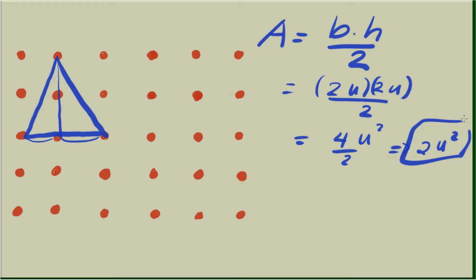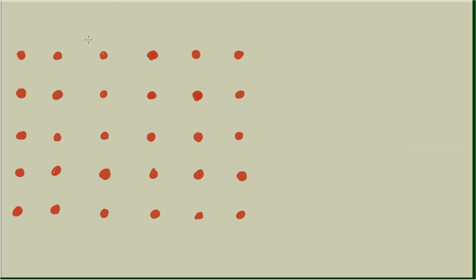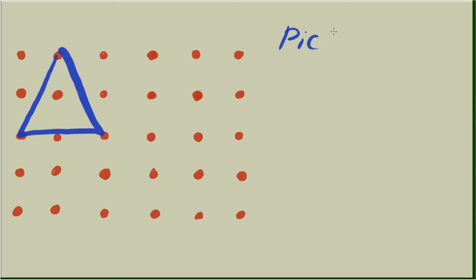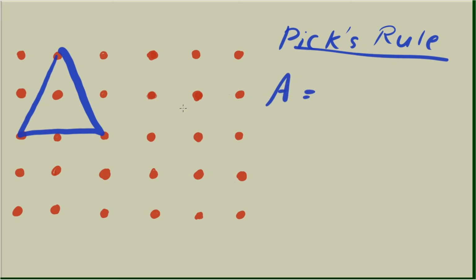Now, how do we use Pick's rule in this case? I'm going to rewrite this triangle. Pick's rule is a formula to calculate the area by just counting the dots. The area is going to be calculated by dividing the boundary points by 2, and then plus the interior points, and then minus 1.